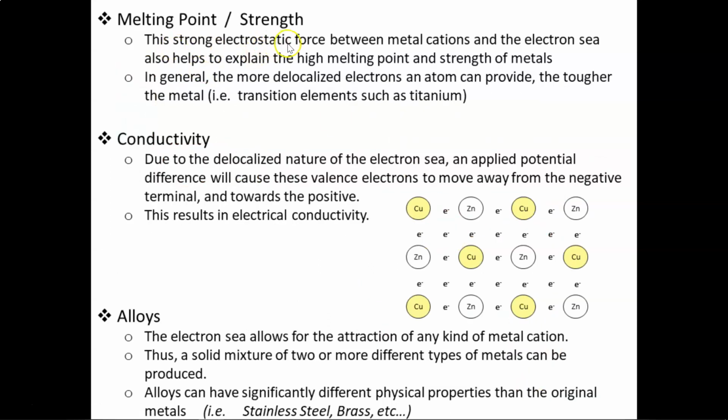Now, due to the strong electrostatic attraction between the metal cations and the electron sea, metals tend to have higher melting points and high strength. In general, the more delocalized electrons an atom can provide or donate to the sea, the tougher the metal is going to be. Now, unlike ionic compounds, metals can conduct electricity in their solid form.